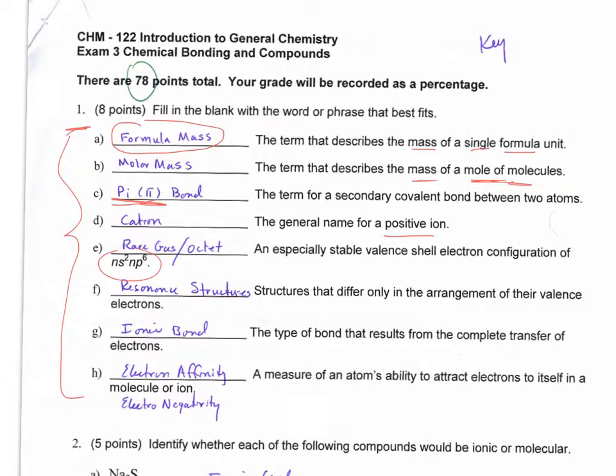Resonance structures are structures that have the same number of valence electrons, but they are distributed slightly differently. Ionic bond is where we have had a transfer of electrons. A measure of an atom's ability to hoard or attract electrons to itself when bonded to another atom, that's what we call electronegativity, was what I was after there.